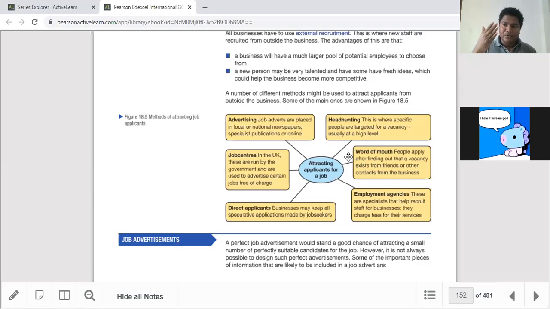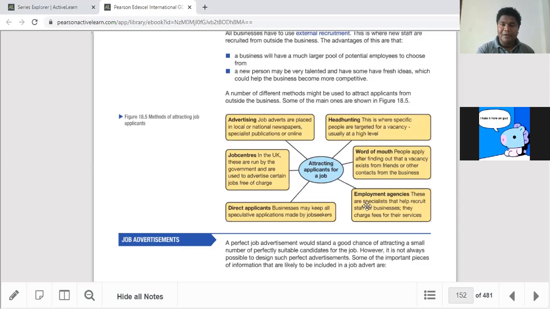You can say, okay, do you know anyone who can work with us? You know, we have an opportunity for a tribe. If you know someone who is interested in working with us, can you tell him to send a CV? You can recommend people, and they apply after finding out the vacancy exists from friends and contacts in the business, from business contacts. That's called the word of mouth method.